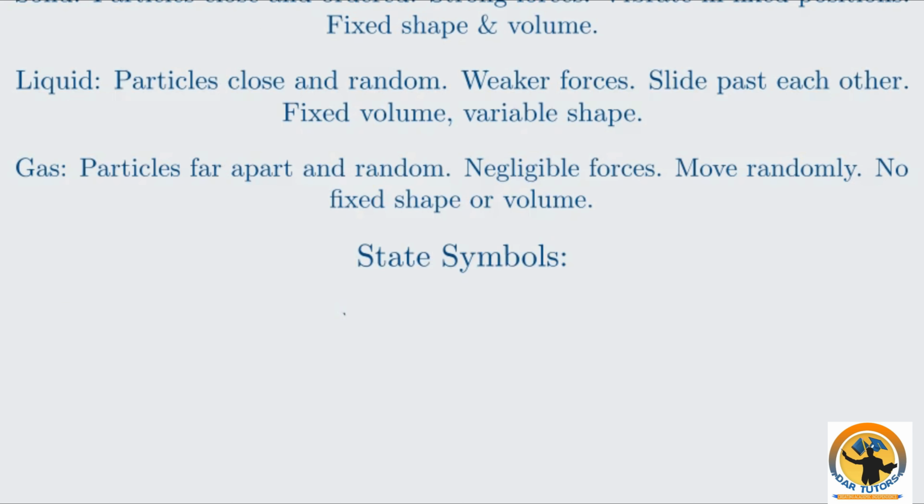We represent the state of matter using state symbols in chemical equations: S for solid, L for liquid, G for gas, and AQ for an aqueous solution where the substance is dissolved in water.